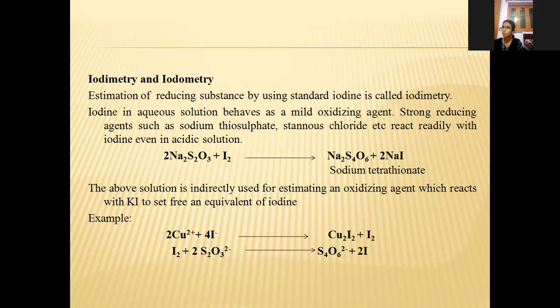Strong reducing agents such as sodium thiosulfate or stannous chloride react readily with iodine even in acidic solution, because iodine acts as the oxidizing agent. So we want a reducing agent, and here we are taking sodium thiosulfate.